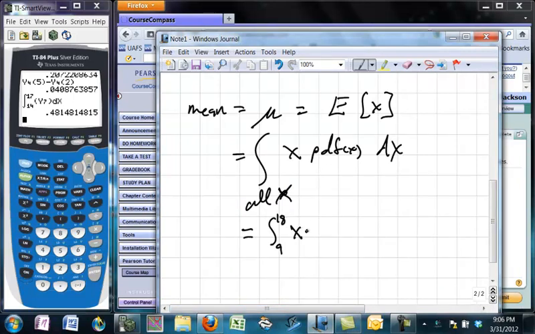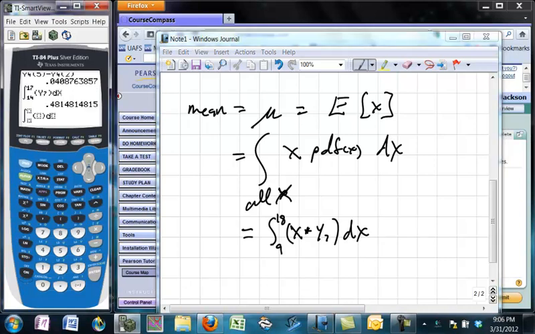We have x times, and then the PDF is in Y7 dx. So we just enter it like that in our calculator at the home screen. So that's Math 9, going from 9 to 18, x times Y7 dx. I really recommend the newer operating system if you can get it. You can download it, or I can help you with it.